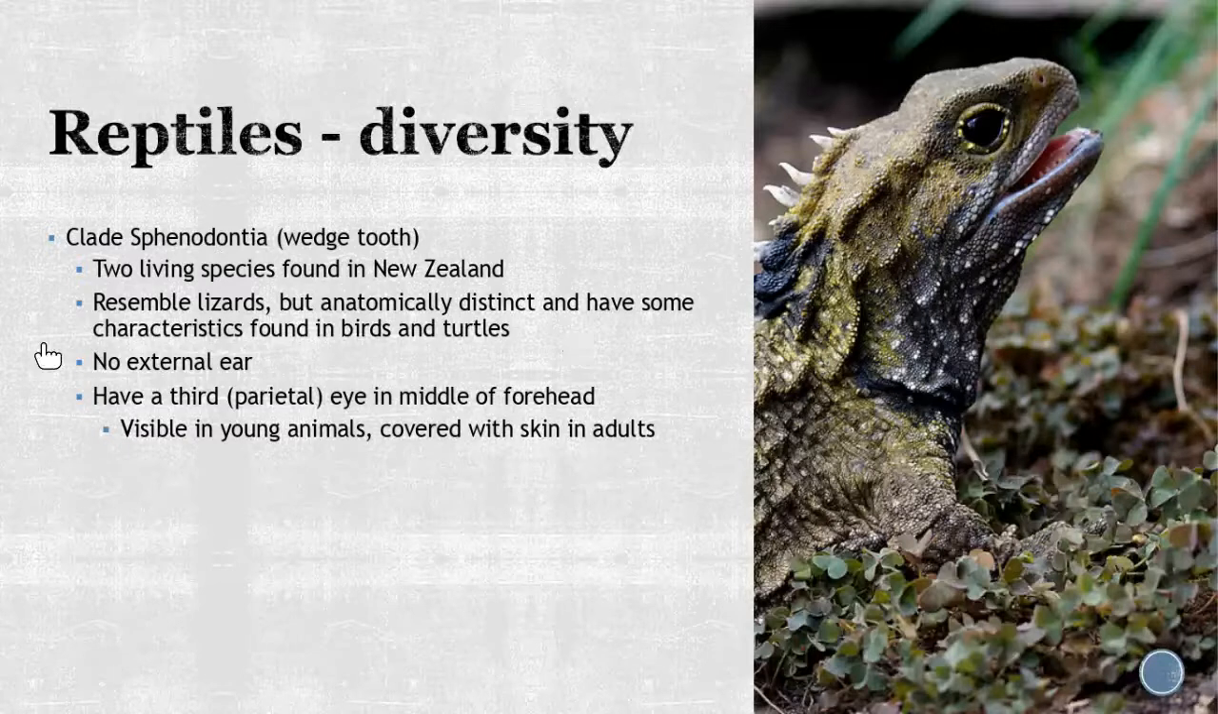Now, some qualities about them: they don't have an external ear at all, but they have a third partial eye in the middle of their forehead, which I couldn't find a good example of. It's mostly seen in the very young animals, and by the time they become adults, that third eye is kind of covered up, which I found kind of weird.